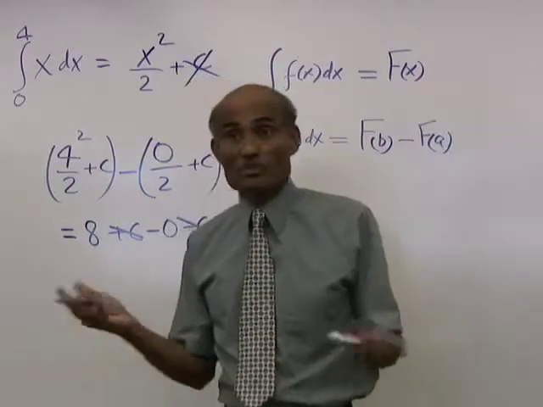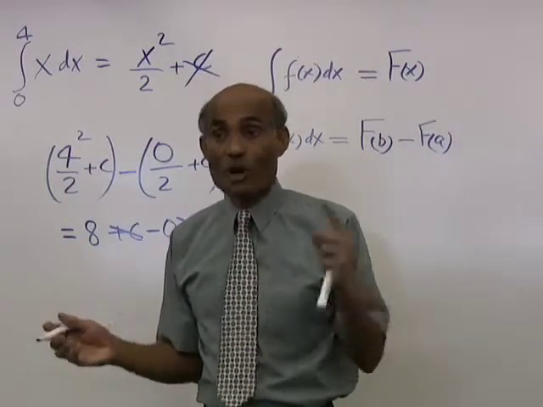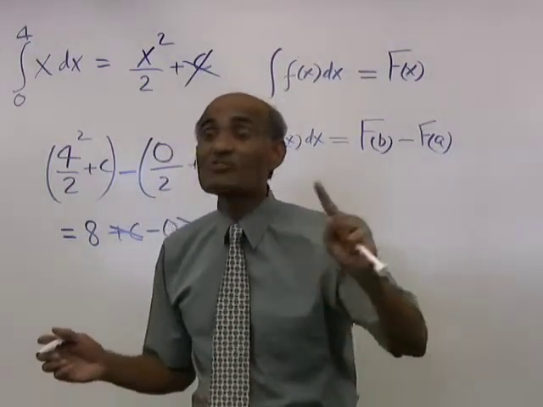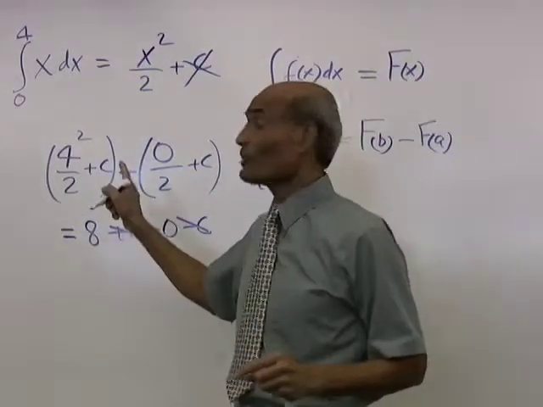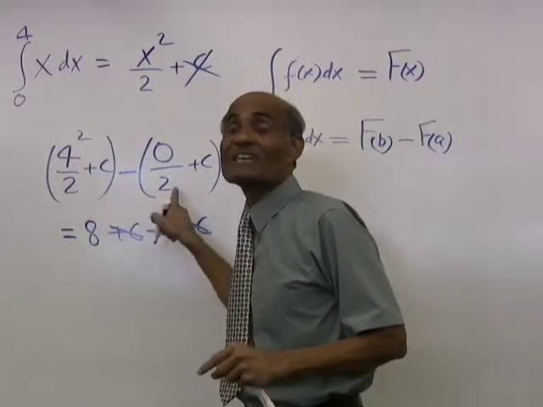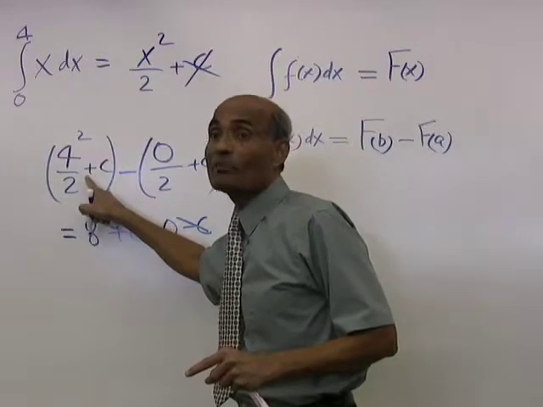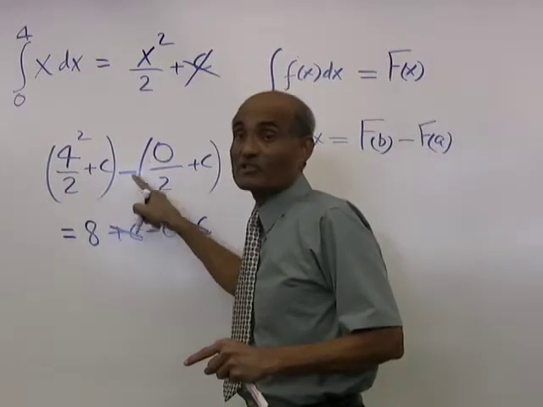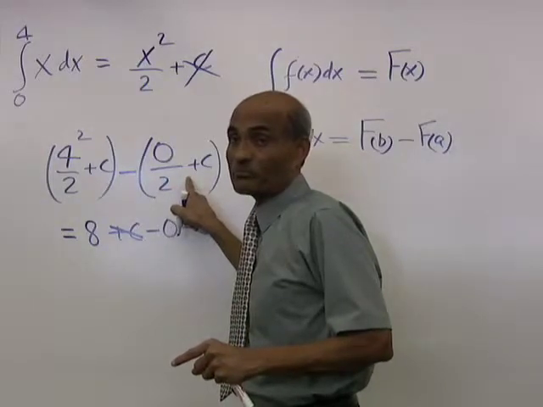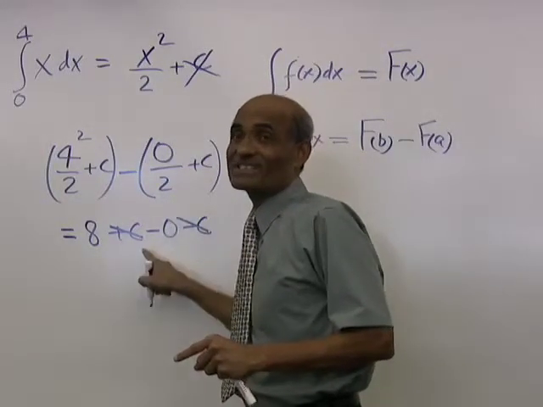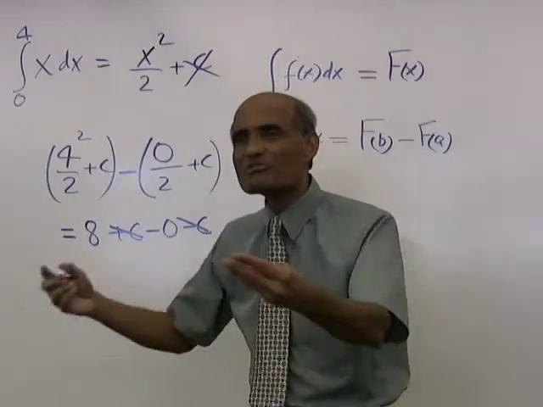Now, is it because there is no c? No, always there is a c when you integrate. But for a definite integral, that c will cancel from the upper limit quantity subtracted with the lower limit quantity. The c will cancel. So we don't need to write that.